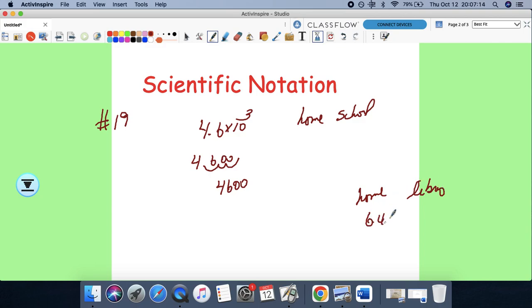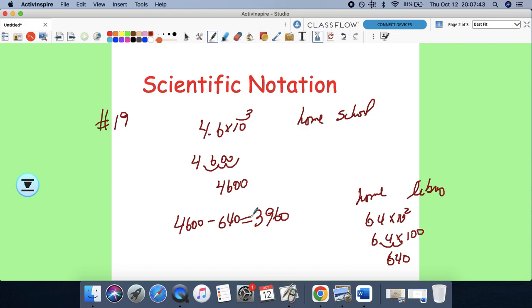And then from home to the library, it's 6.4 times 10 to the 2nd power. So it's 6.4 times 100, which means we move the decimal 2 times, and we get 640. If we subtract these two, we get 3,960. Okay, so let's go back. I'll do one more section for this video so that it doesn't get too long.